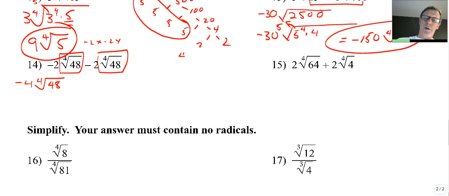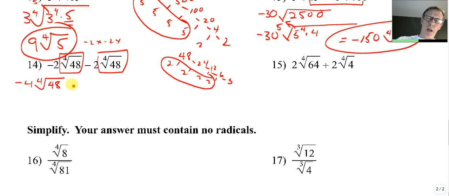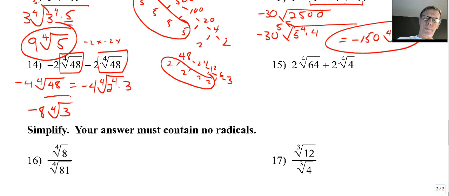So let's do a factor tree on 48. It'd be 2 times 24, 2 times 12, 2 times 6, 2 times 3. So we can see that we do have 4 2's and it's a 4th root. So I'm going to rewrite that as a negative 4 times the 4th root of 2 to the 4th, and what I would have left is this 3 here. So the 2 to the 4th would come out as a 2 and multiply by the 4. That'd be a negative 8. And I would have the 4th root of 3 left.